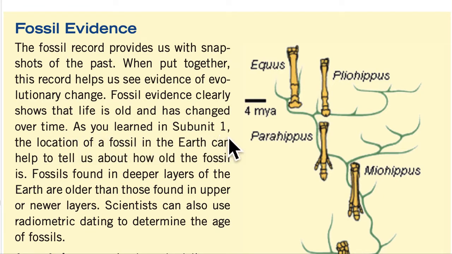As you learned in Subunit 1, the location of a fossil in the Earth can help to tell us how old the fossil is. Fossils found in deeper layers of the Earth are older than those found in upper, newer layers. Scientists can also use radiometric dating to determine the age of fossils.